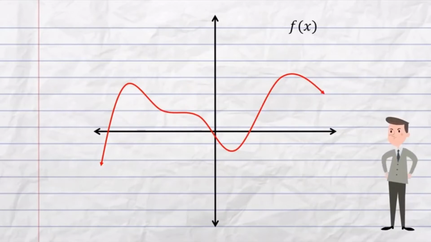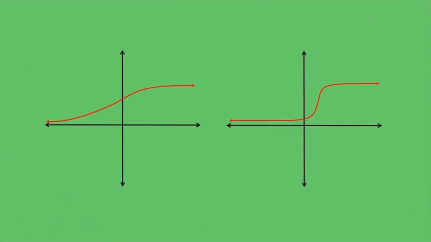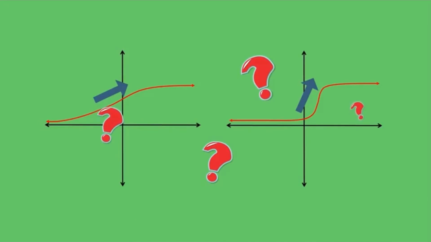To see why, let's look at 2 more functions. Here are 2 functions that are both increasing, but one is increasing more rapidly. After all, it looks steeper. But how steep is it? Where does it increase the most? From these questions, you can see we need some way to describe how rapidly the function is increasing or decreasing, so we can better compare their behavior.